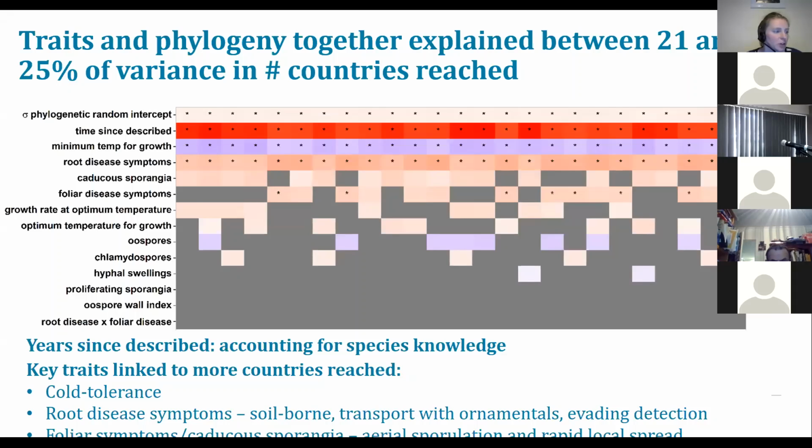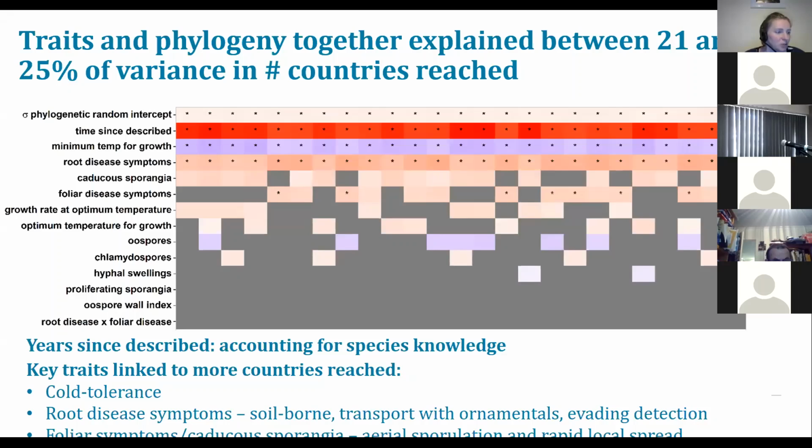The first thing to note is that the number of countries reached most strongly depends on how long it's been since that species was described. This is a covariate that tries to adjust for how much knowledge we've accumulated about that species, but really we're interested in how well the biological traits can explain the remaining variability in species impacts.